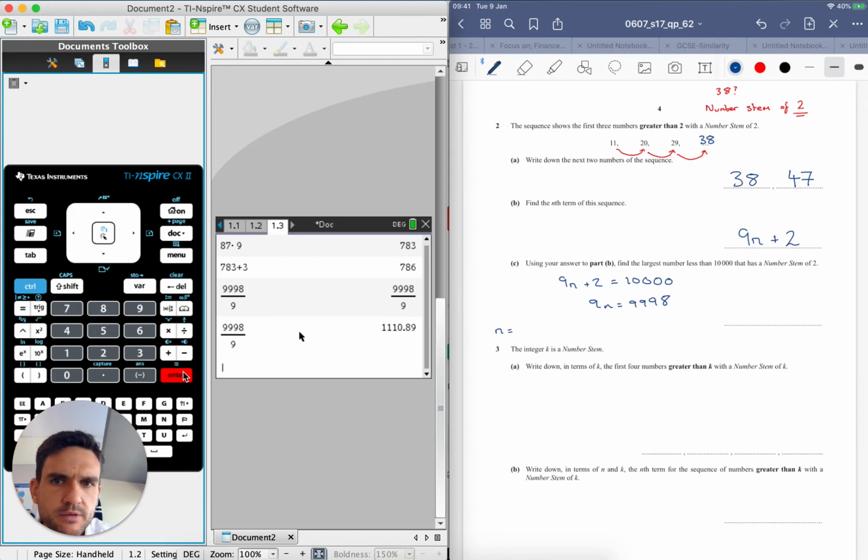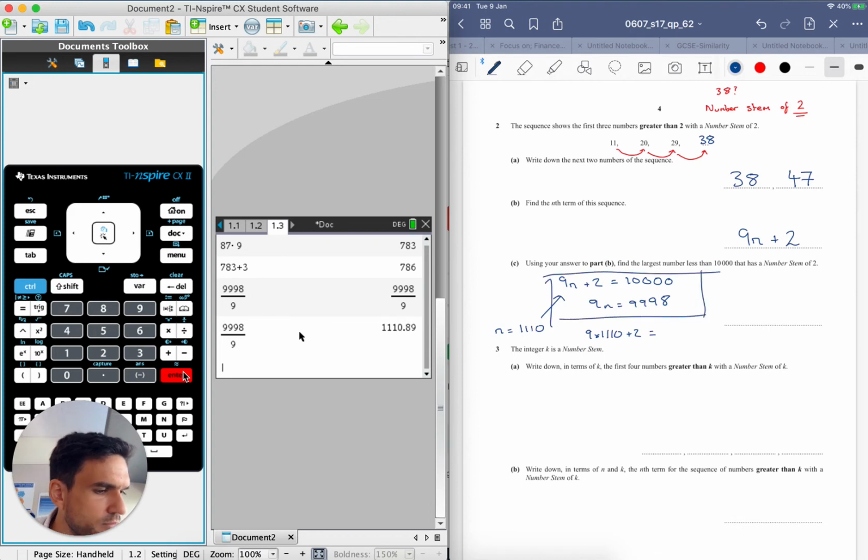So instead of trying to do that, why don't we make n the whole number that's closest? Why don't we make n be 1110? Let's plug that into this formula. So it would be 9 times 1110 plus 2. I might just box this off, because I've got to be careful that I'm communicating this well.